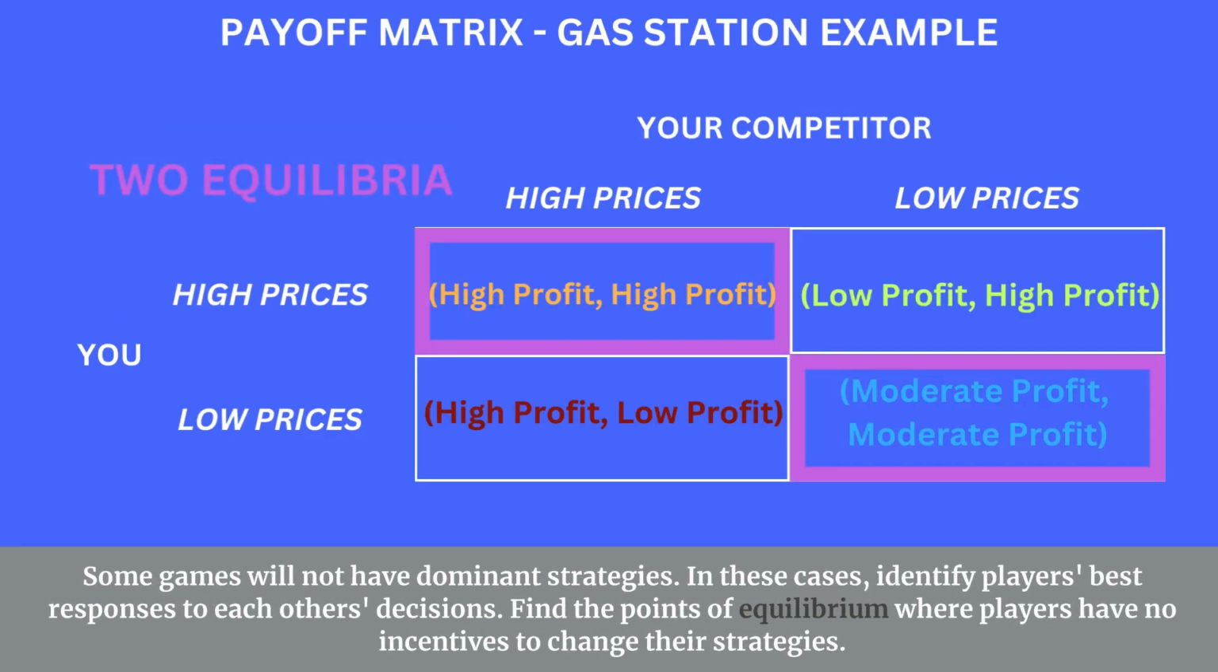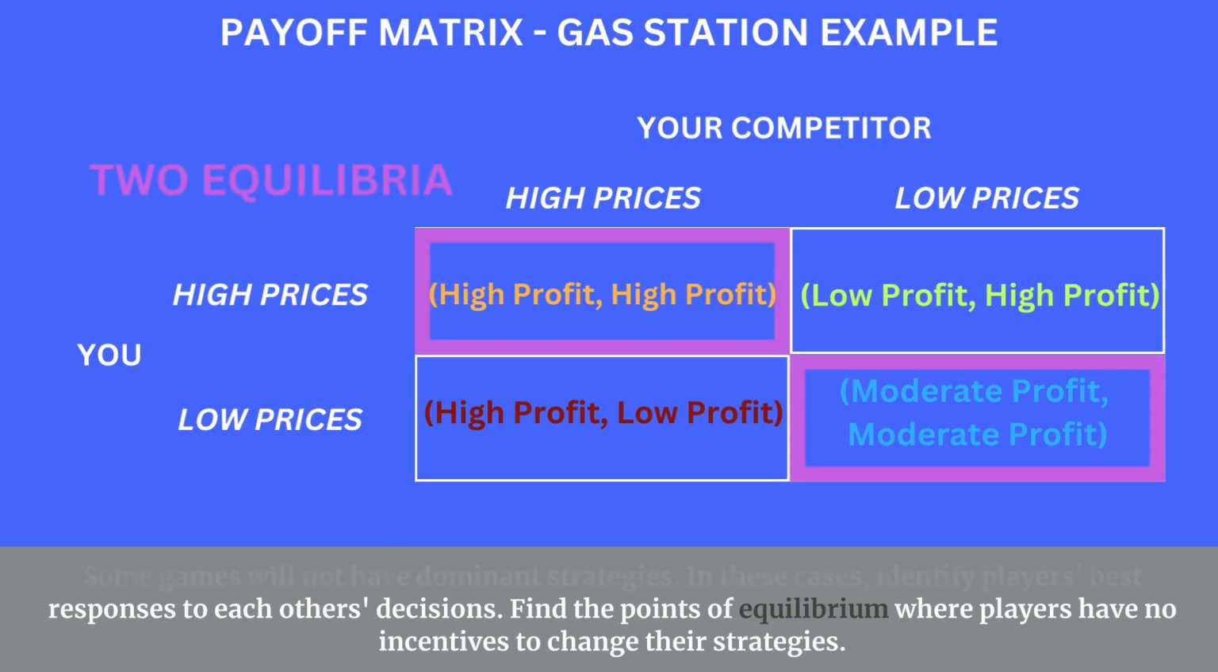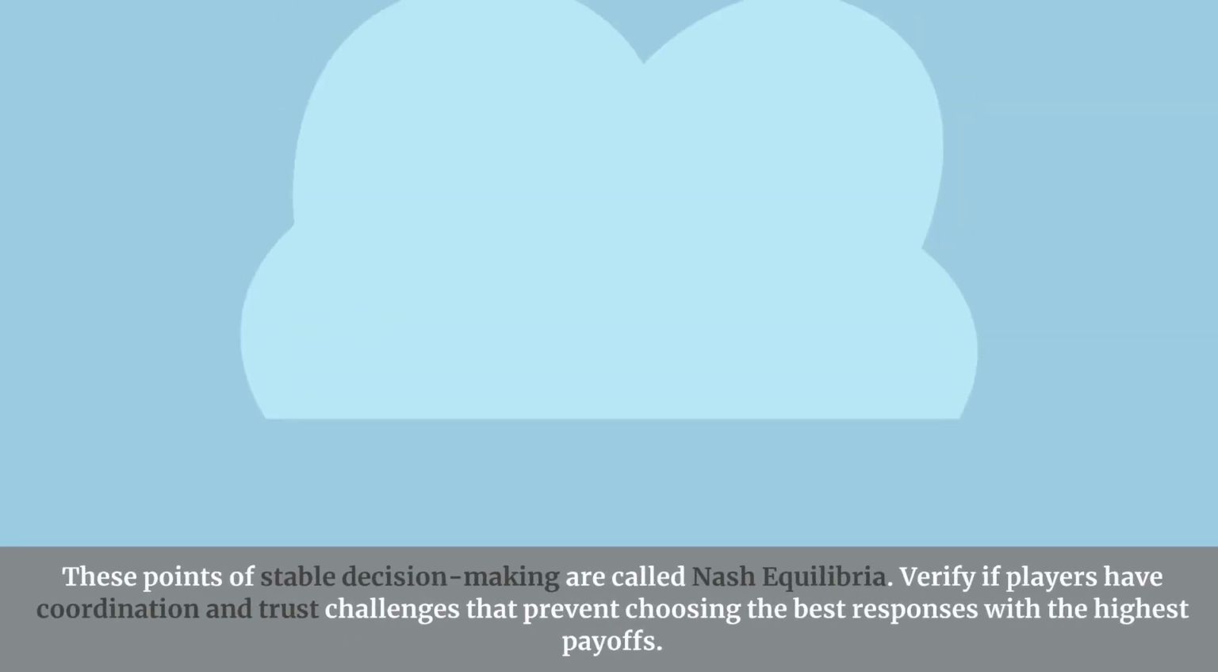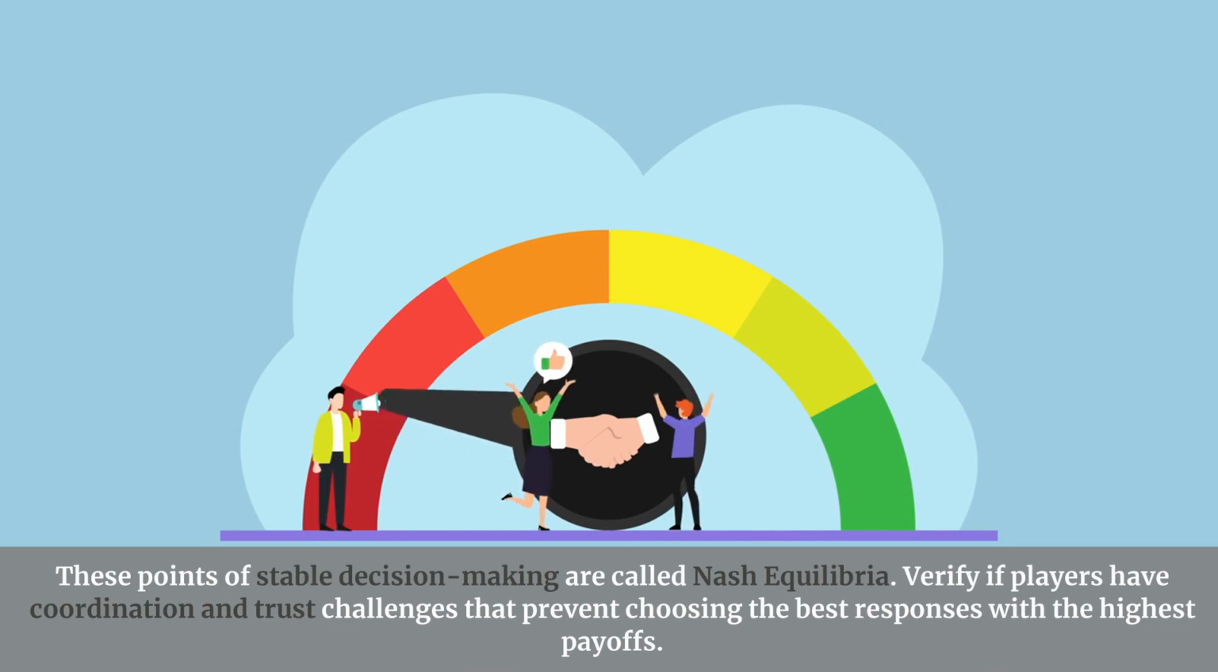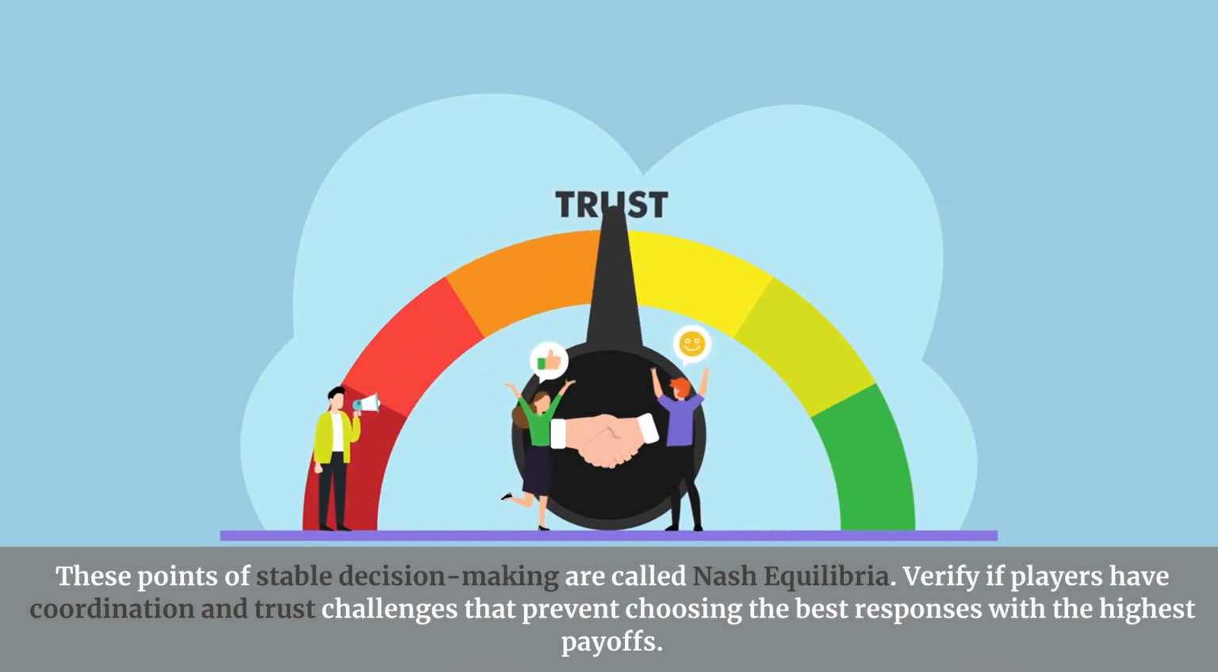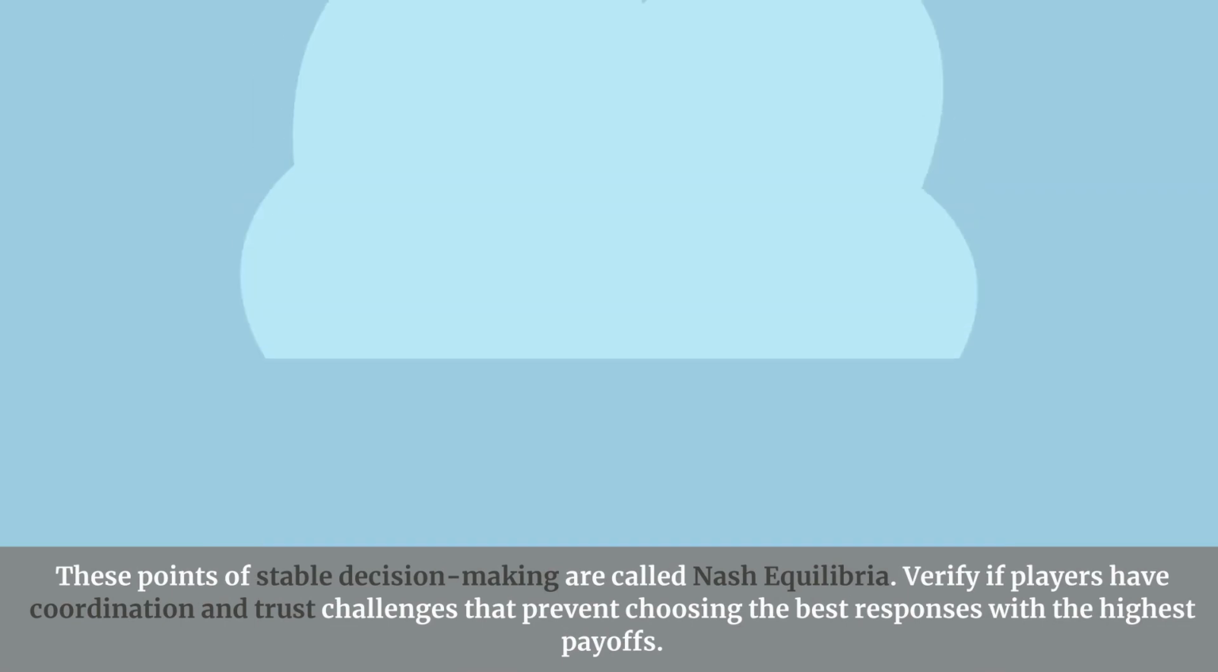Some games will not have dominant strategies. In these cases, identify players' best responses to each other's decisions. Find the points of equilibrium where players have no incentives to change their strategies. These points of stable decision-making are called Nash equilibria. Verify if players have coordination and trust challenges that prevent choosing the best responses with the highest payoffs.